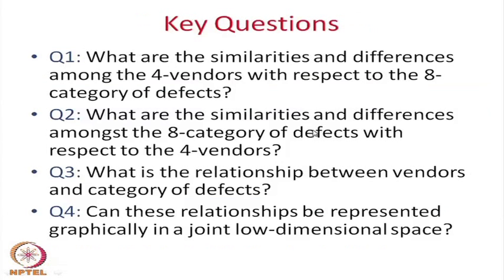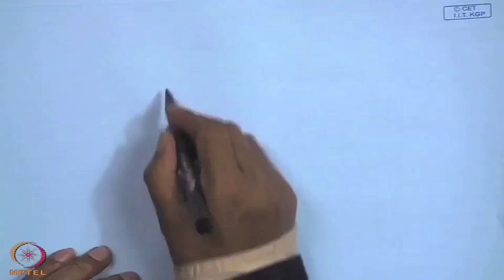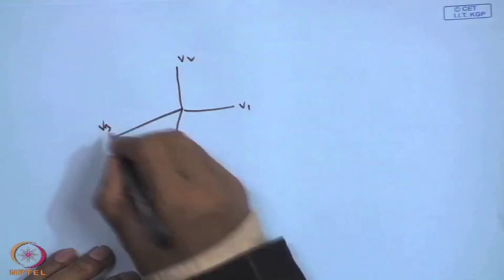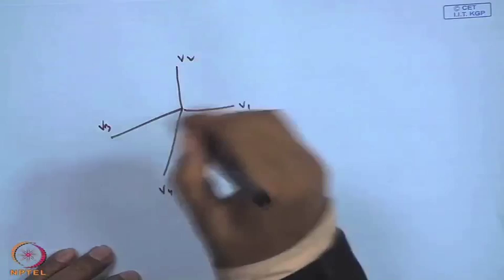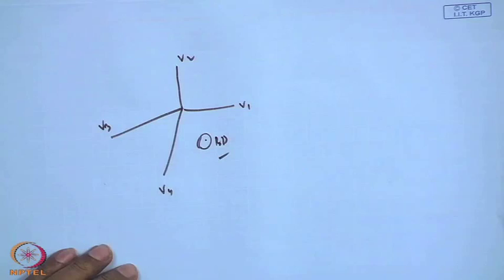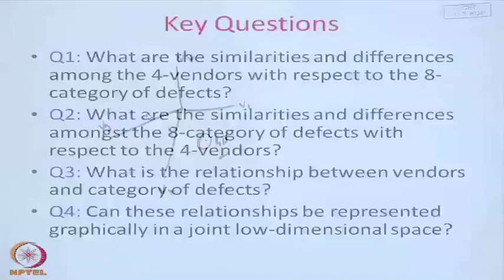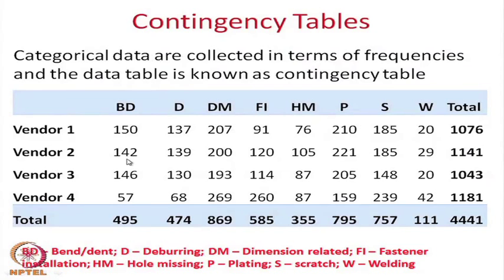Okay. The second one is, what are the similarities and differences among the 8 categories of defect with respect to the 4 vendors? What does it mean? It simply says that we have 4 vendors. We are now considering a 4 dimensional system: vendor 1, 2, 3 and 4. Now, for a particular defect, you may say that somewhere here in the 4 dimensional space, BD is there. Now, what is this BD's point? The coordinates are 150, 142, 146 and 57.